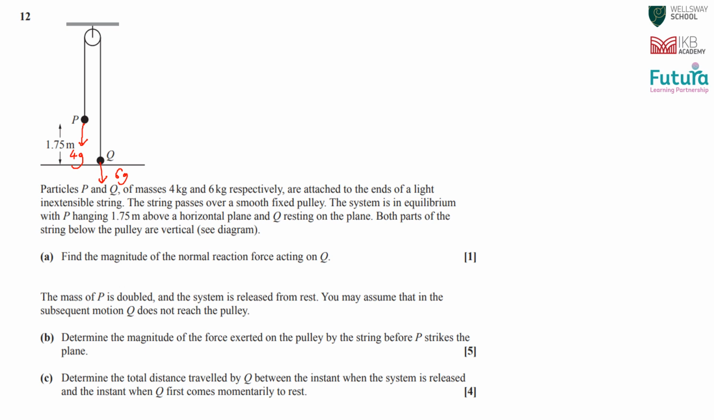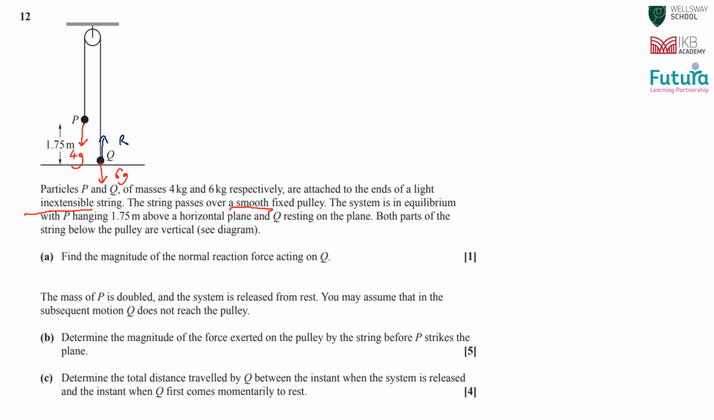The string passes over a smooth fixed pulley. Because it's smooth, that means there's no friction. The system is in equilibrium, with P hanging 1.75 meters above the plane. Fine, Q is resting on the plane. Because Q is resting on the plane, there is also a normal reaction force acting upwards on it, just like this. Fine. What other forces can we label in that diagram?